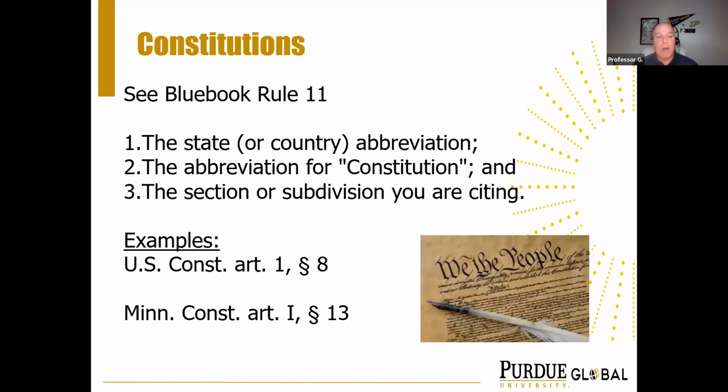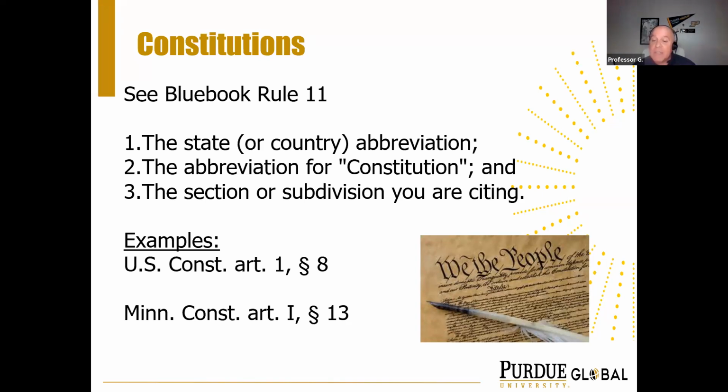So constitutions, let's start with constitutions. Rule 11. It tells you how to break it down. It tells you how to abbreviate the jurisdiction and abbreviate the word constitution. Here are some examples for you on how to abbreviate the US Constitution and the Minnesota Constitution. There is an actual mistake on this, and I left it on here. Can anyone identify the citation mistake? If some of you have heard me preach it enough, or in my feedback for papers, you would know. Anyone identify the mistake there?